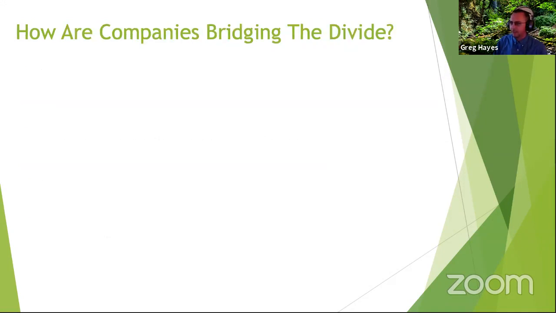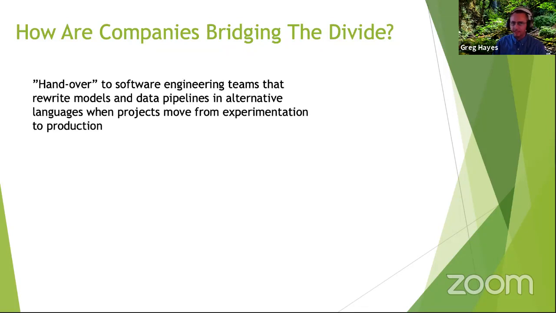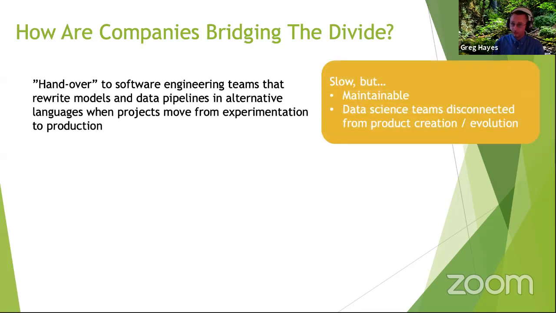So if we think about how companies bridge this gap today between idea and product, today you typically have this handover or handoff. A model gets built and it's handed over to a software engineering team that then rewrites the model and the data pipelines in an alternative production grade language when your project moves from experimentation to production. It works. It's slow, but it is maintainable, and it ends up with the data science teams being disconnected from product creation and evolution. The alternative path today is to have data science teams automate their own work.